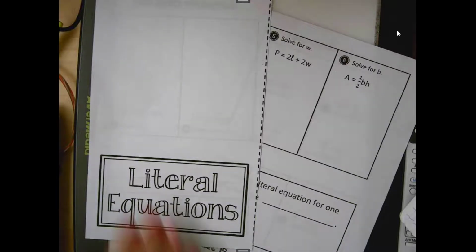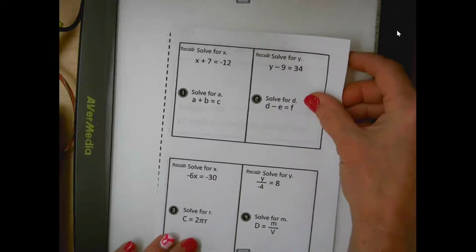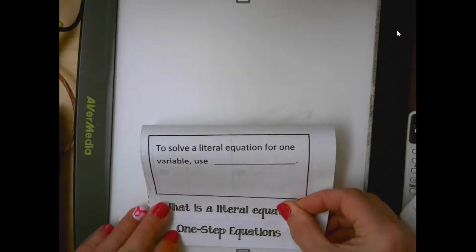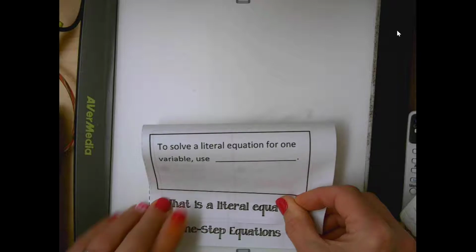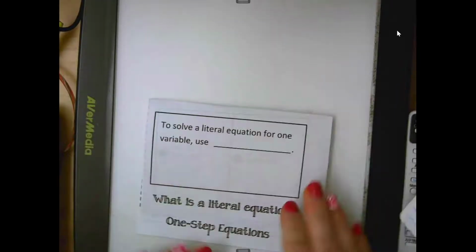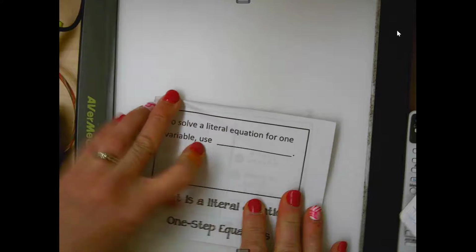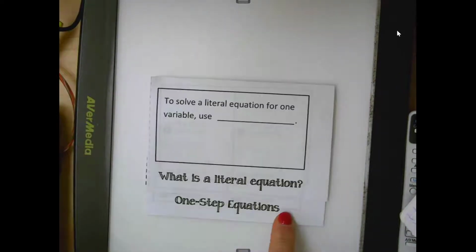I put a few of these together in my day, so I just kind of know what to do with these, okay? So the first one you are going to find is the one that says, what is a literal equation? Now you're going to flip that over to its back side. Okay, see how it's on top? We're going to bring it over the top, and we are going to fold it right along so I can still see one-step equations. Okay.